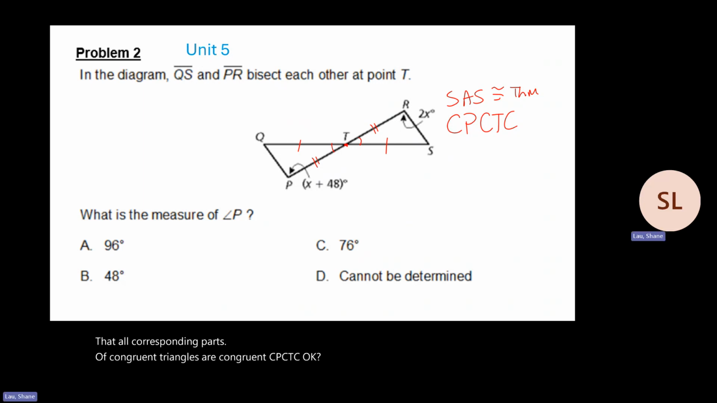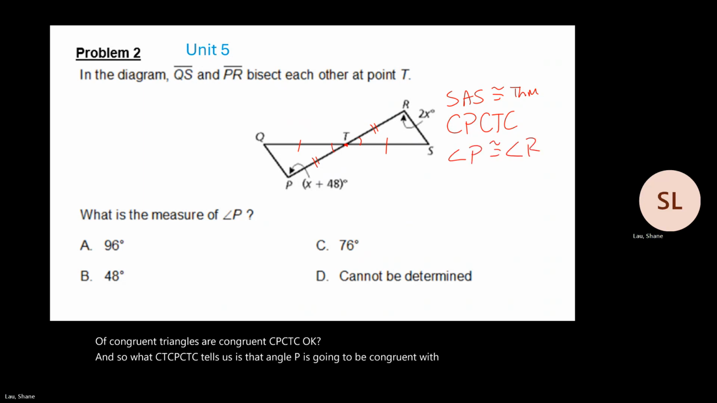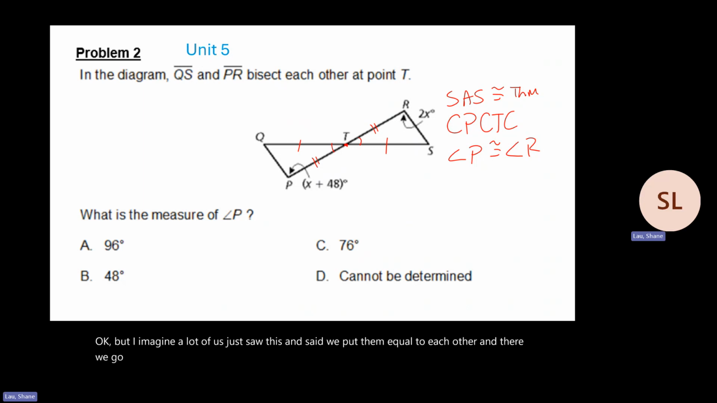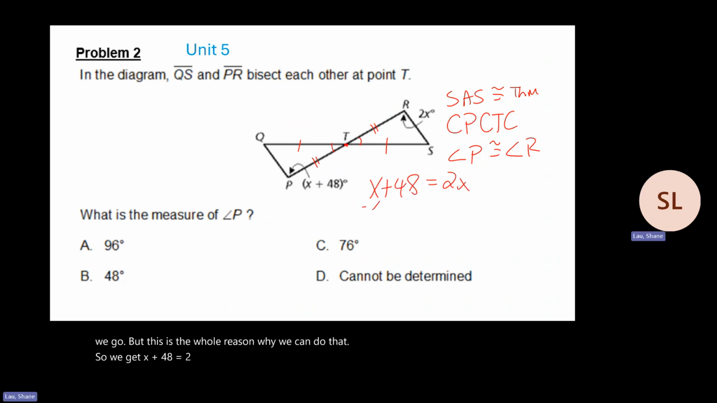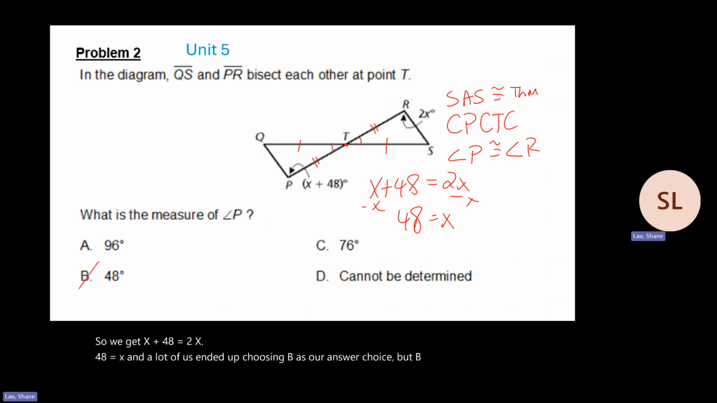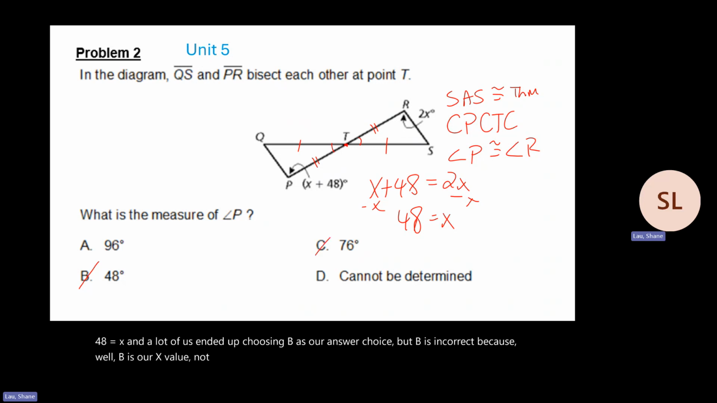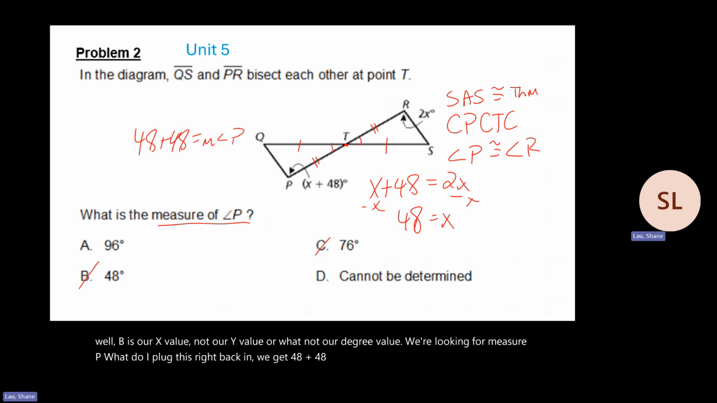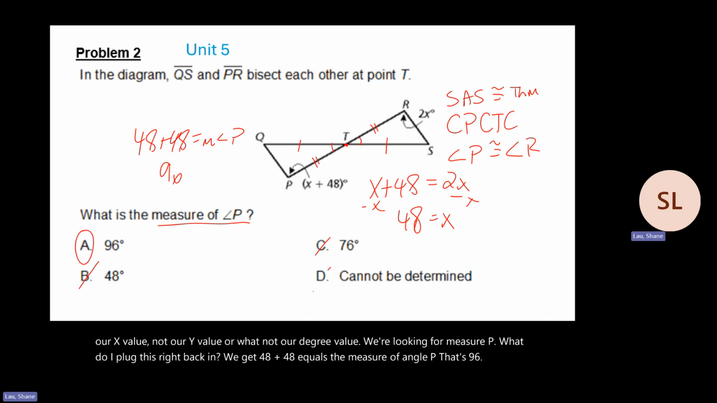Okay. And so what CPCTC tells us is that angle P is going to be congruent with angle R. Okay. But I imagine a lot of us just saw this and said, oh, we put them equal to each other, and there we go. But this is the whole reason why we can do that. So we get x plus 48 equals 2x. Subtract x on both sides. 48 equals x. And a lot of us ended up choosing B as our answer choice, but B is incorrect because B is our x value, not our degree value. We're looking for the measure of P. But if I plug this right back in, we get 48 plus 48 equals the measure of angle P. That's 96. So these answer choices over here are incorrect.